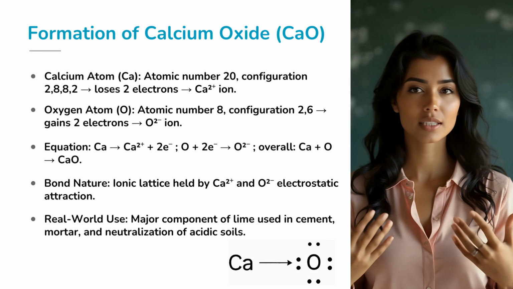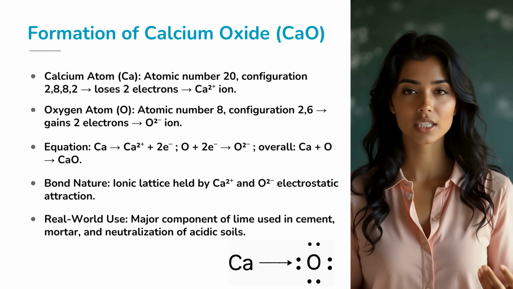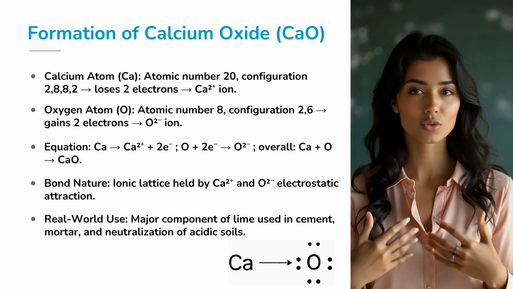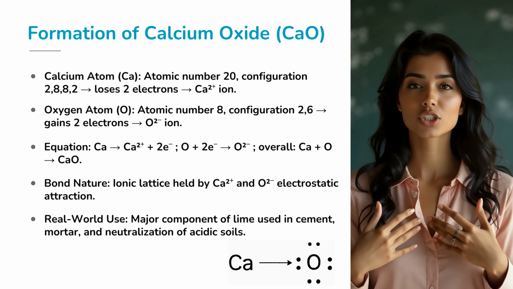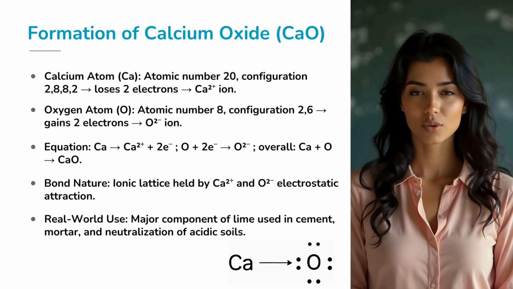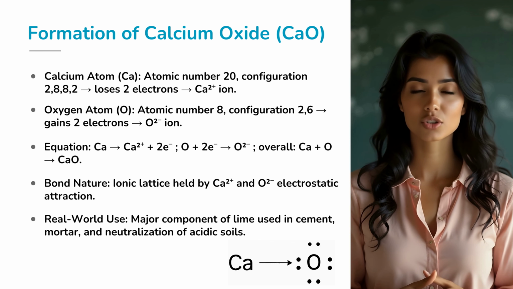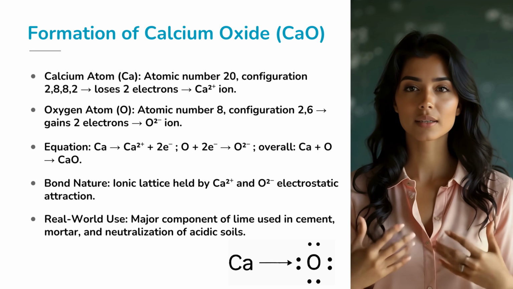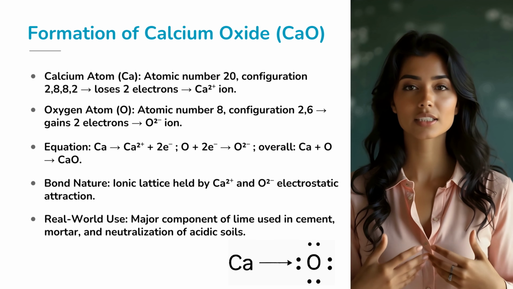Calcium, with atomic number 20, has an electronic configuration 2,8,8,2. It loses 2 electrons to form a calcium ion, Ca2+. Oxygen, with atomic number 8 and configuration 2,6, gains those 2 electrons to complete its octet, becoming oxide, O2-.